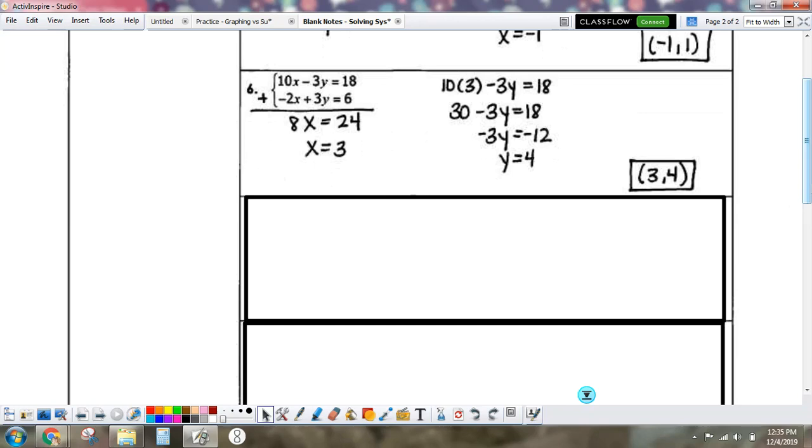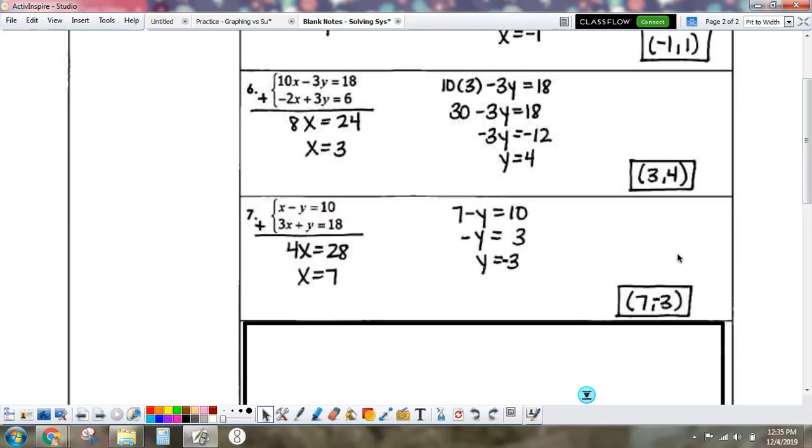Try 7. For number 7, it's another one where we have to add, because we have a negative y and a positive y. So we're going to go ahead and add this time. That'll cancel each other out.